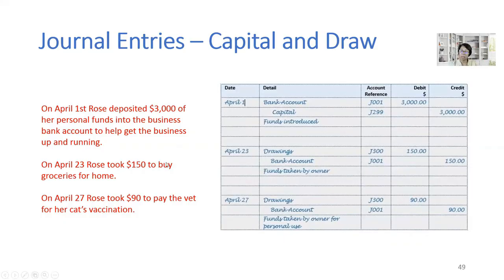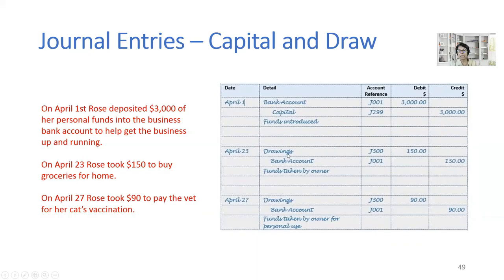Next, this is the opposite. A draw, we haven't talked about this yet, is the opposite of contributing money to the business. It's drawing money out. And what a draw does is the same thing as an expense. It makes your capital go down. Because let's say your bank account had $3,000 and Rose came in and took out $150.